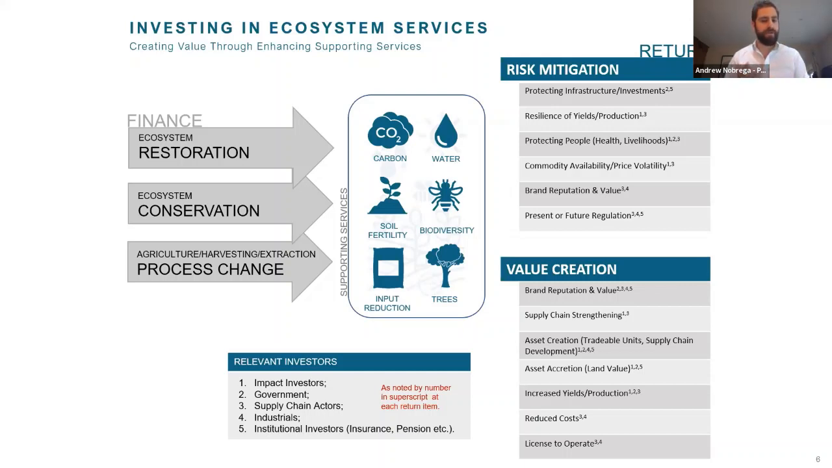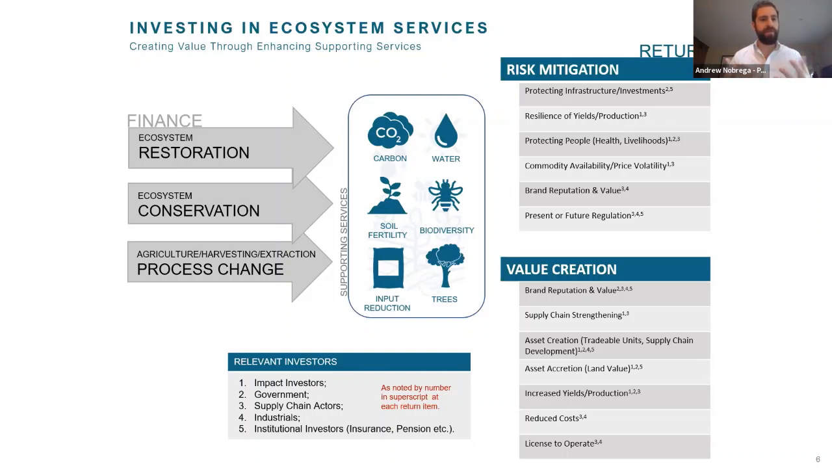In the bottom box, you'll see impact investors, government, supply chain actors, industrials, and institutional investors, all of which have their own priorities as actors in the global investment space. And you can see on the right, we've listed two key types of returns that we should expect for these different types of actors. One is risk mitigation, protecting infrastructure investments, whether agricultural or hard infrastructure. You can see I put a 2 and a 5 in the top right there, which governments should be quite concerned about.